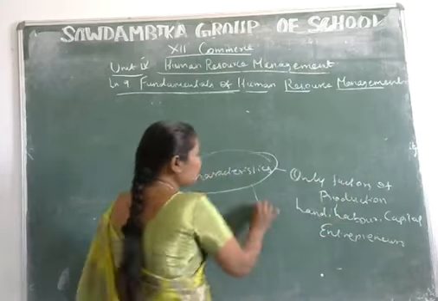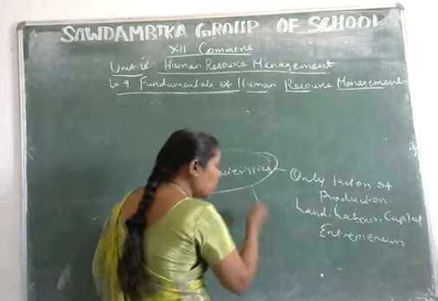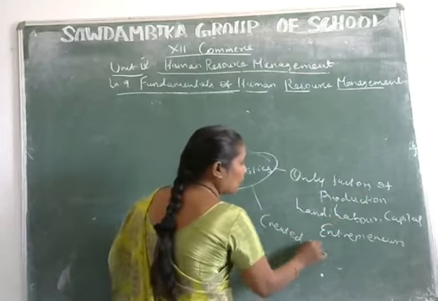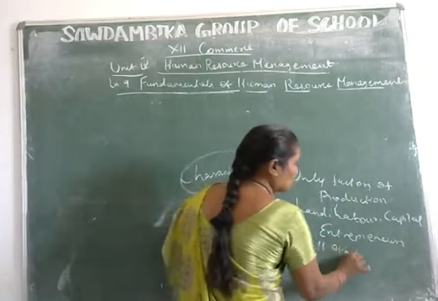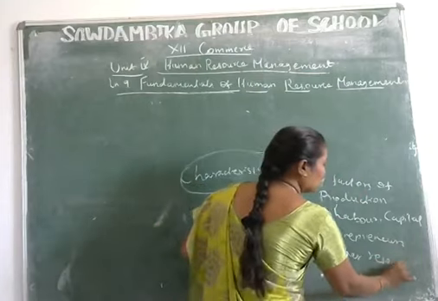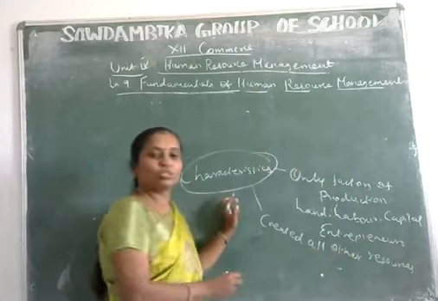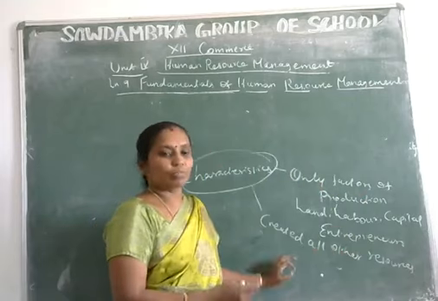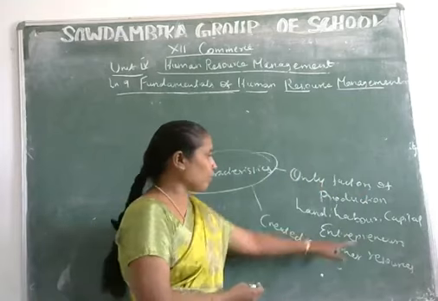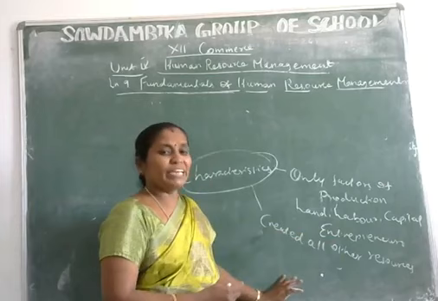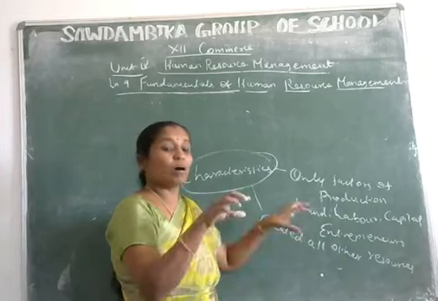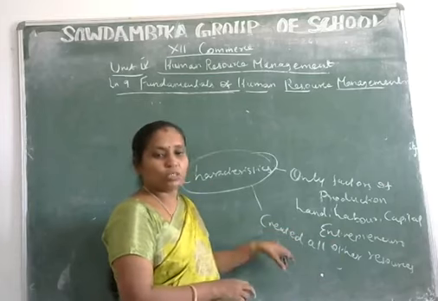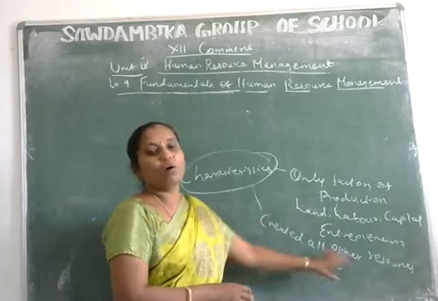And human resources created all other resources. What are all the other resources? Machines, materials, capital, money. These other resources are created by human resources.